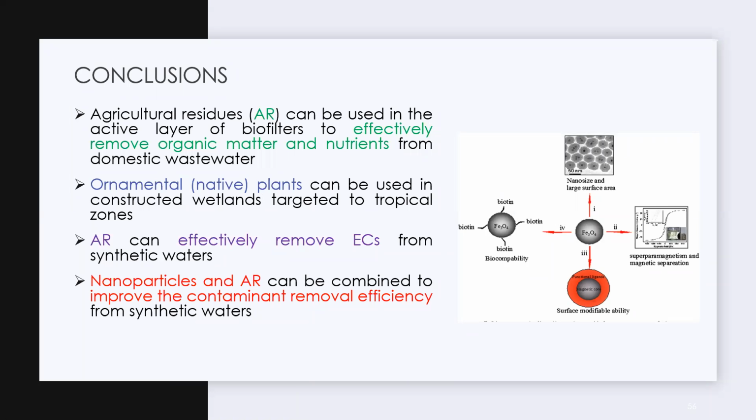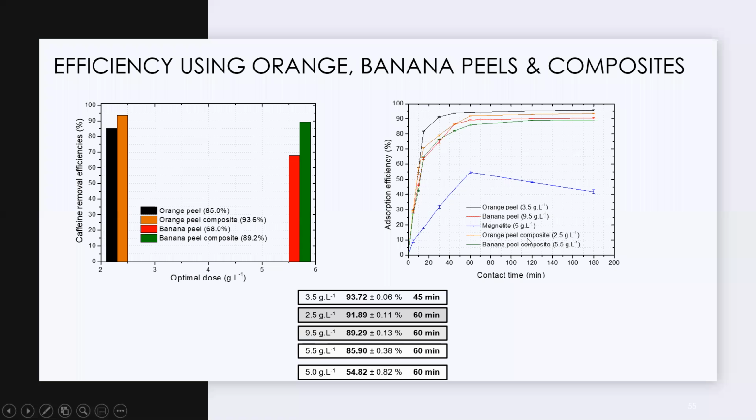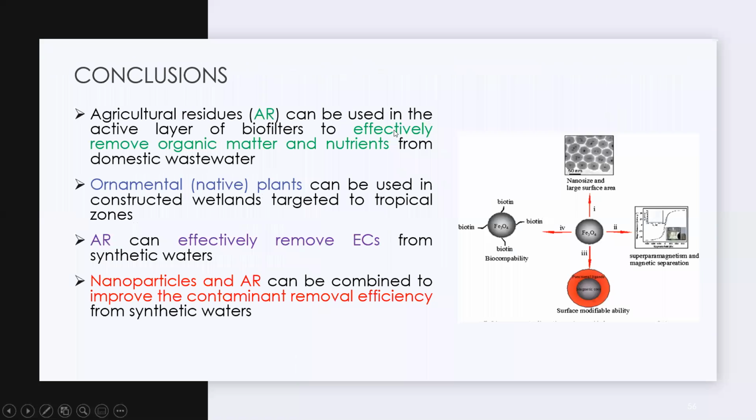Reaching almost the end of the presentation, what I can say is that agricultural residues can be very efficient for removing organic matter and nutrients from contaminated wastewater. Also, as I said, some ornamental, native plants that you can find here in Latin America, or in Ecuador particularly in our case, can be used in constructed wetlands to remove the same contaminants, the organic matter and nutrients. And when you think about emerging contaminants, these agricultural residues can also help you to remove these contaminants from synthetic waters. And this removal can be more efficient if you combine these agricultural residues with nanoparticles, which is the idea.